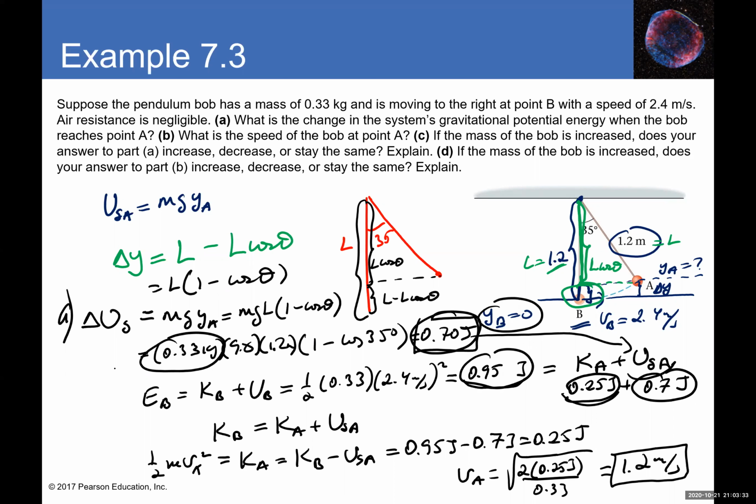The next one, part D, says, if the mass of the bob is increased, does your answer to part B increase, decrease, or stay the same? That means in terms of my speed, will it change?